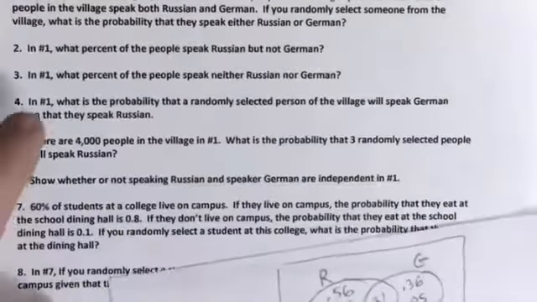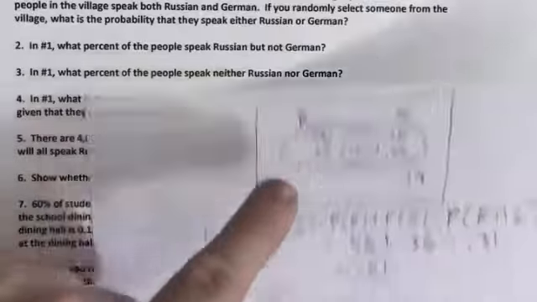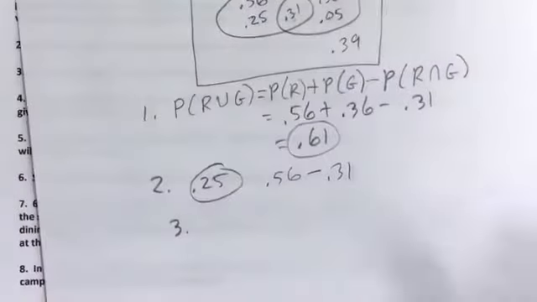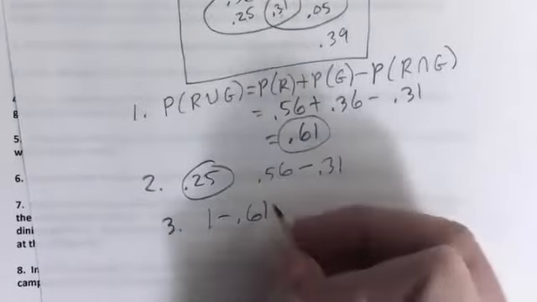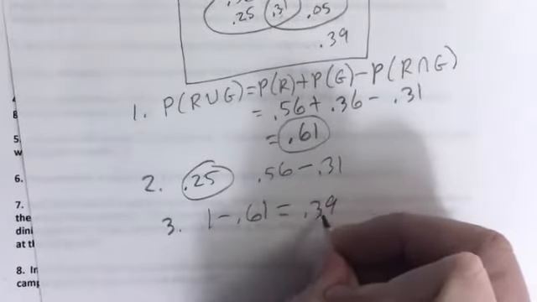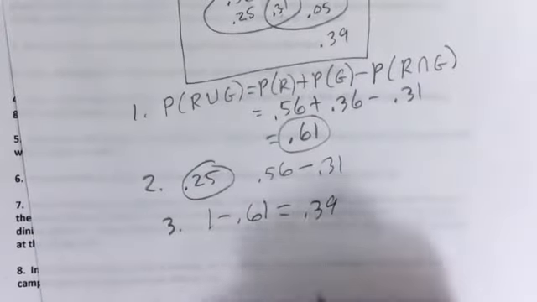All right, so number 3. In number 1, what percent of the people speak neither Russian nor German? And that's this 0.39. It is 1 minus the probability that they speak either. The probability of neither is 1 minus the probability of either. So that is that 0.39, and that's all there is to number 3.